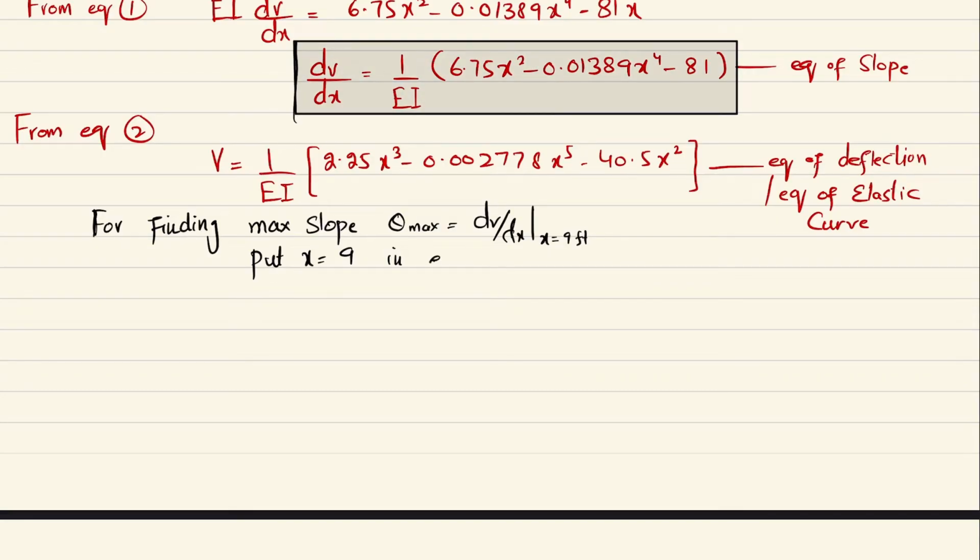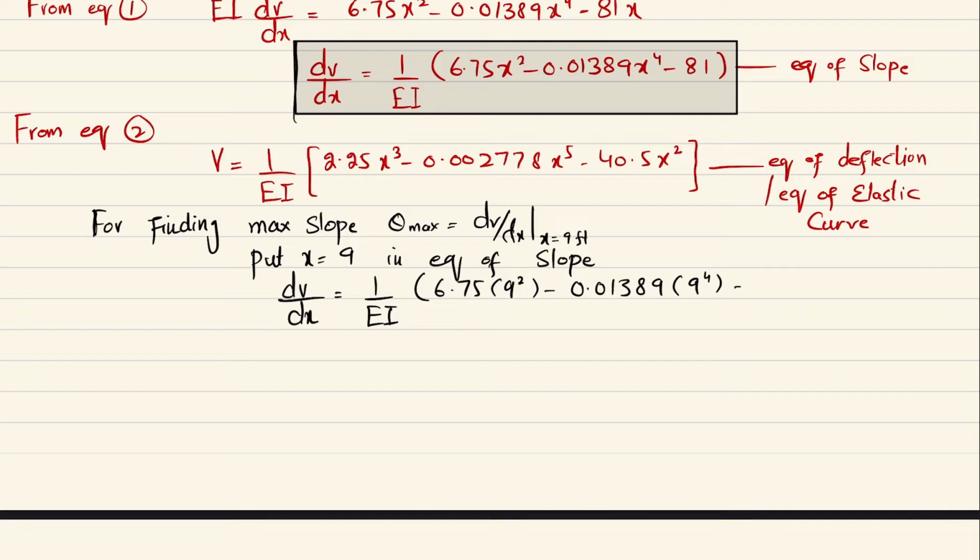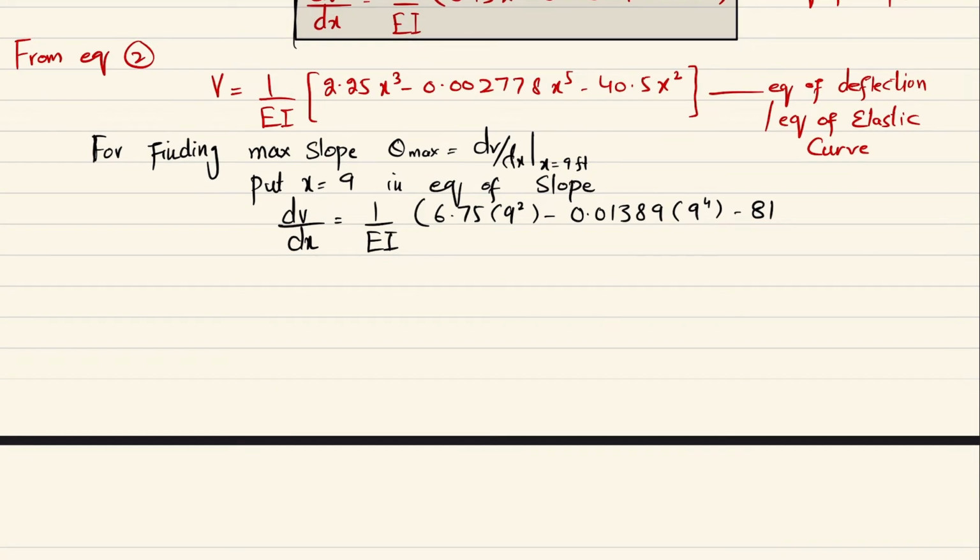So in the equation of slope, when you put x equal to 9, dv over dx is equal to 1 over EI into 6.75 into 9 squared minus 0.01389 into 9 to the power 4 minus 81. If you simplify it, this is at x equal to 9, which is the maximum slope.